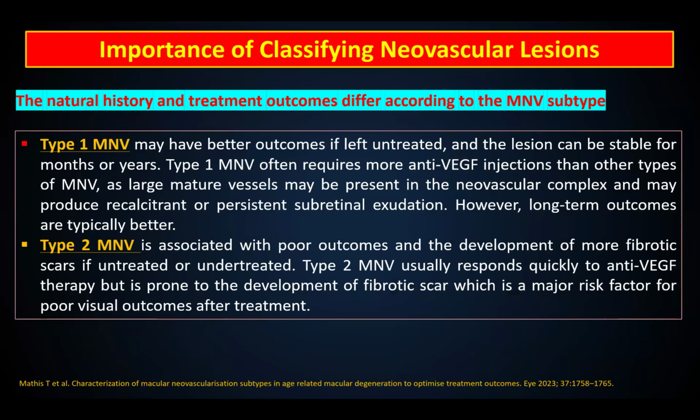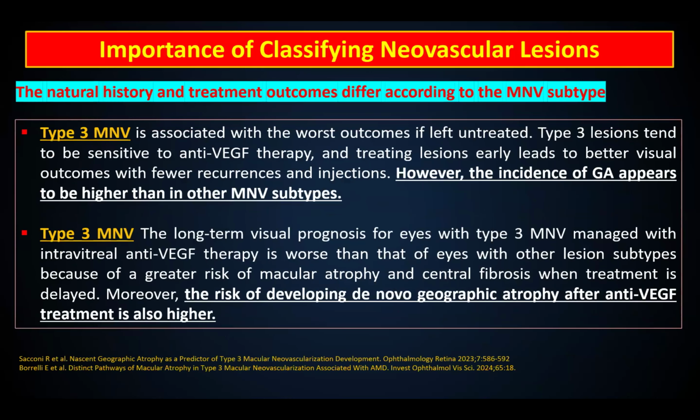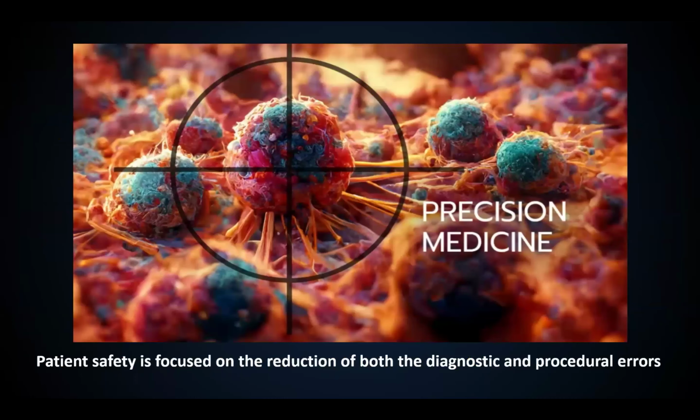The answer is definitely yes, because the natural history, the treatment strategies and outcomes differ according to the MNV subtype. Type 3 MNV is special in its diagnosis and management, and though it is sensitive to anti-VEGF therapy, the development of macular atrophy before, during, and after treatment is a major concern. We may all agree that the practice of medicine is shifting toward tailored treatment and patient safety, focused on the reduction of both diagnostic and procedural errors.